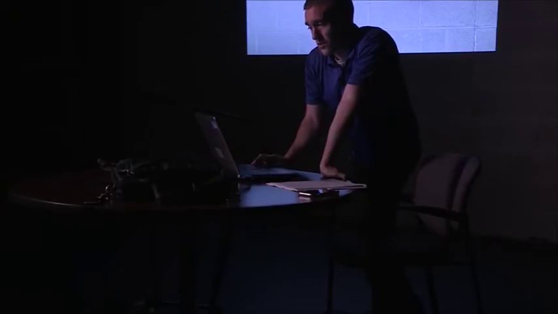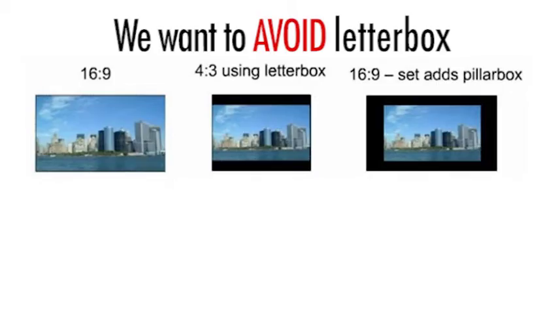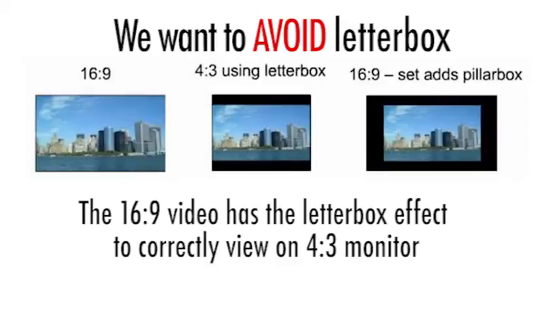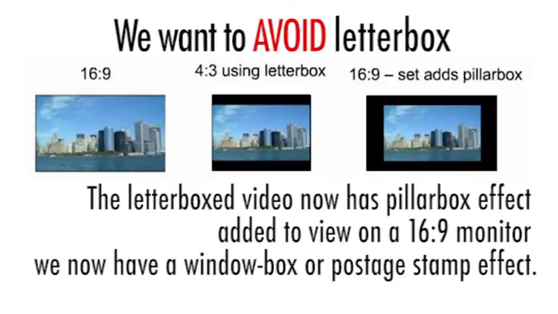Okay, so we also want to avoid letterbox. Again, letterbox is the black bars on top and bottom. If you take this 16 by 9 image and render it with letterbox, and display it on a 16 by 9 TV set, it's going to look like this. So we don't want to render a video with black bars on top and bottom, because then when we display it on a 16 by 9 TV set, it's going to look like this. So we don't want to render it with black bars at all.